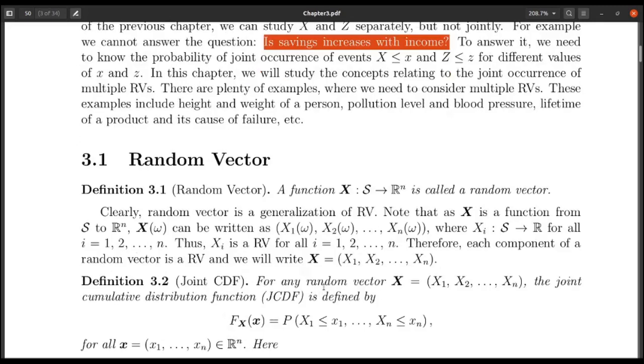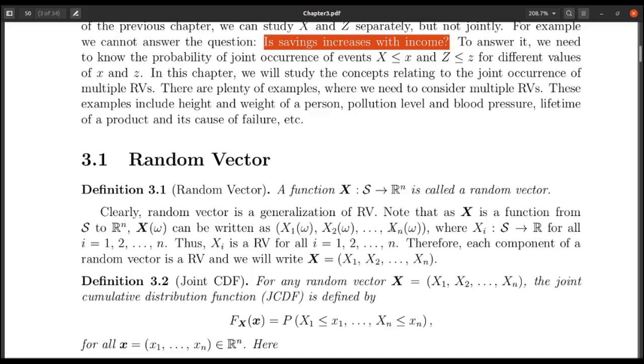Now, an important point here is that the random vector bold X is a function from the sample space to R to the power n. Any such function can be written this way: if I take a particular omega, it can be written as X1(omega), X2(omega), up to Xn(omega). The first component is X1(omega), the second component is X2(omega), and Xn(omega) is the nth component. That means each component is a function from the sample space to R, so each component is basically a random variable.